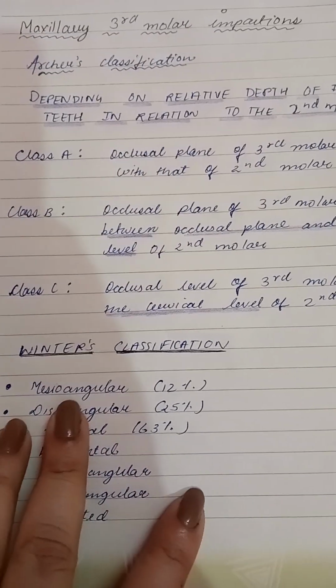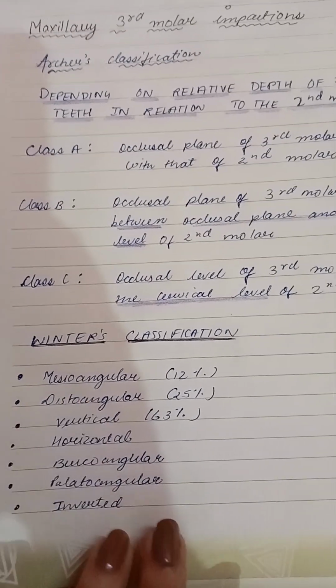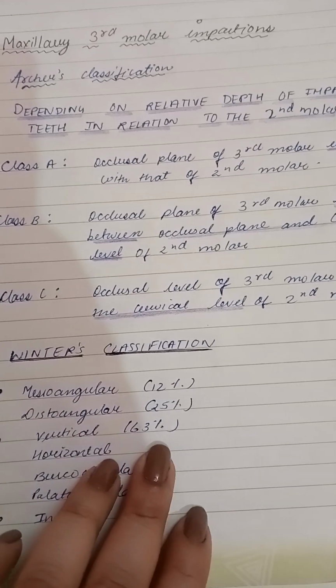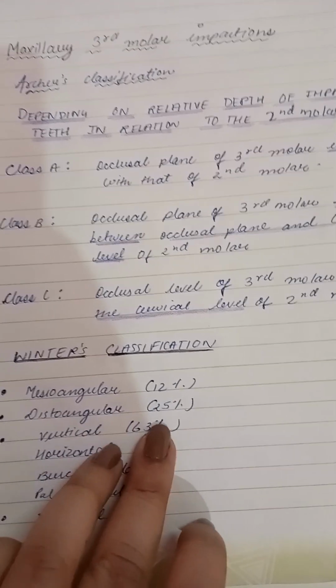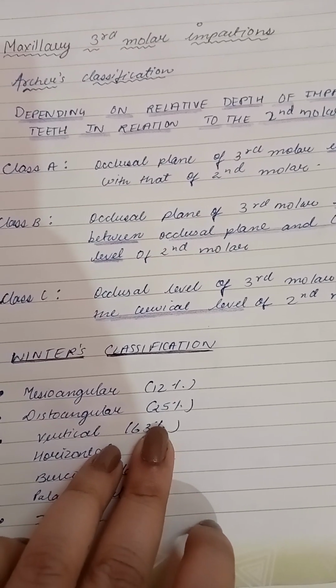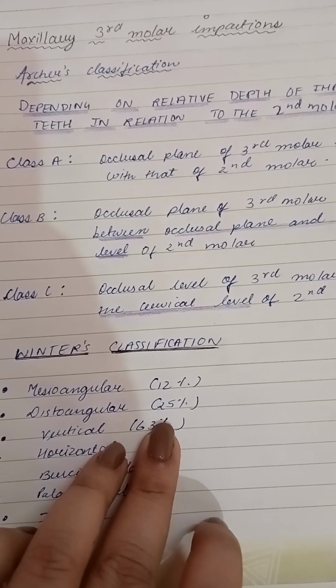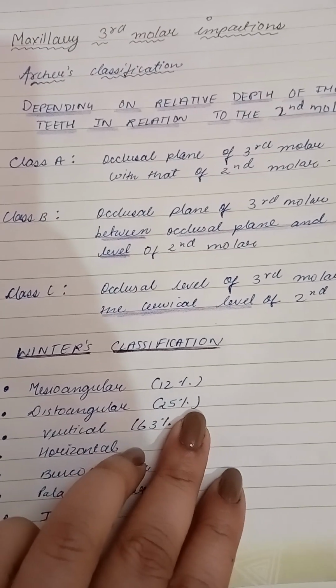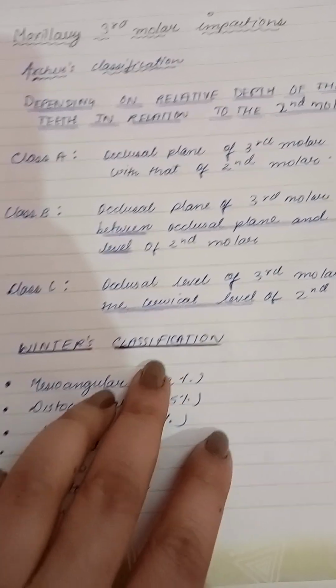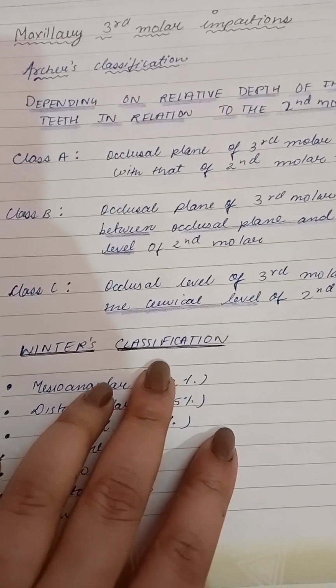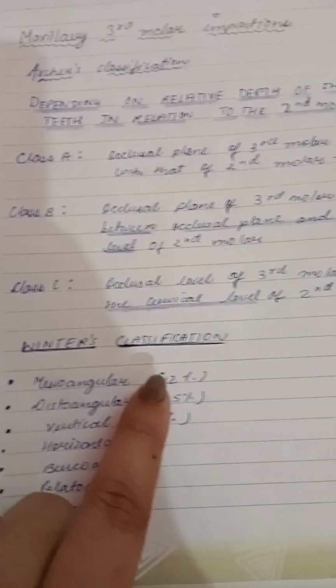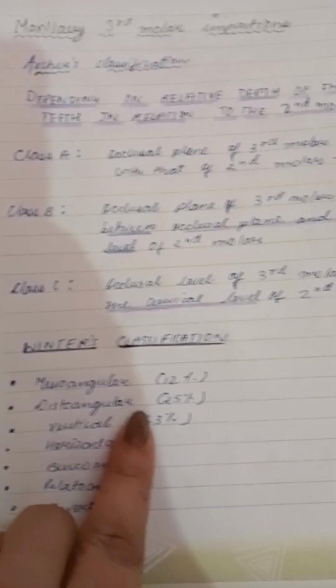Now in maxillary impaction, vertically impacted teeth are more numerous, that is 63% accounts for vertically impacted teeth in the maxillary. Okay, then comes distoangular at 25% and then mesioangular. Okay, but in mandibular impaction the larger number accounts for mesioangular.